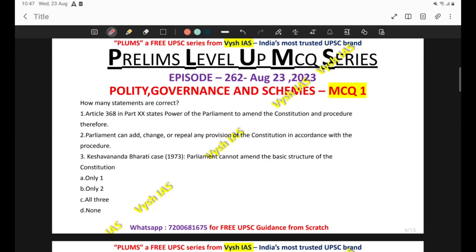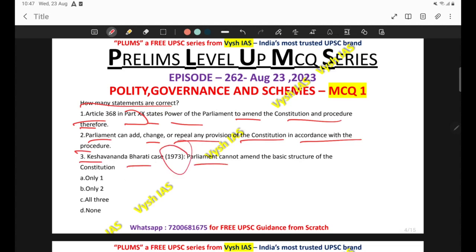The first question reads, how many statements are correct? First statement: Article 368 in this part states the power of the Parliament to amend the Constitution and procedure thereof. In the second statement, Parliament can add, change or repeal any provision of the Constitution in accordance with the procedure. Then third: Keshavananda Bharati case 1973, Parliament cannot amend the basic structure of the Constitution.